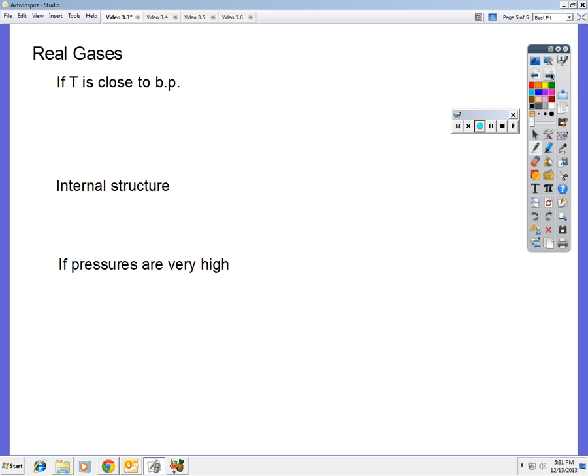Now for the last thing on this video, we need to talk about how real gases can diverge from the behavior of ideal gases. Now, the first thing, if the temperature is close to the boiling point, what will happen is that the forces between molecules will become important. And that means you have potential energy.